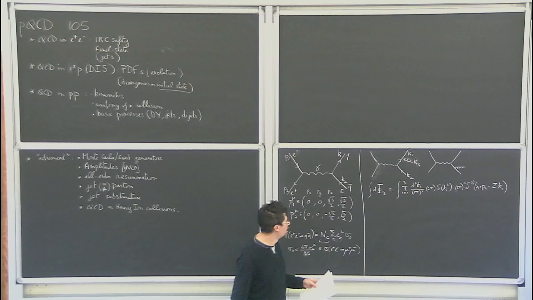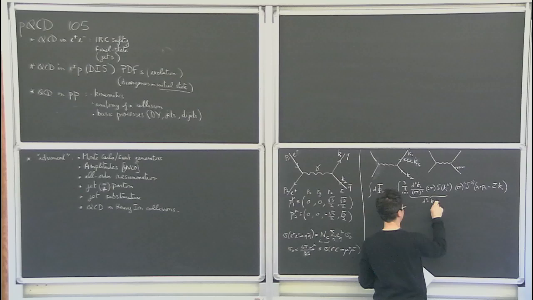Another way to write this is just d^3 k_i, in this case integrating over the spatial components of momentum, divided by (2 pi) cubed times twice the energy of particle i.